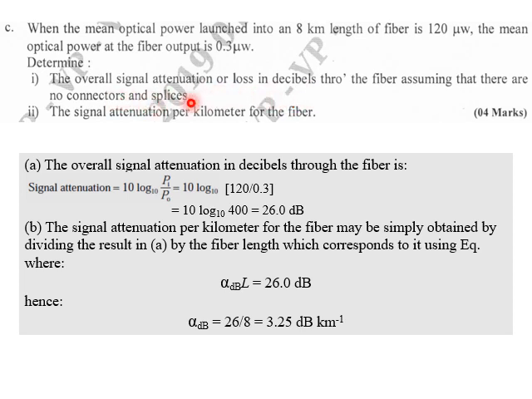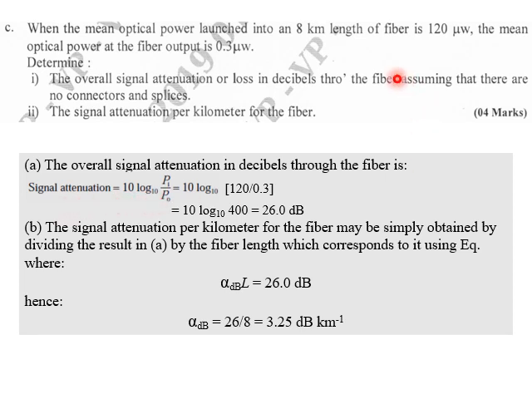If there is no connector and no splices, it means there is no effect of that. Directly we can take it with respect to the attenuation loss. So signal attenuation loss, we can take it from 10 log P_in divided by P_out, the input power by the output power ratio with the 10 log will give the signal attenuation.